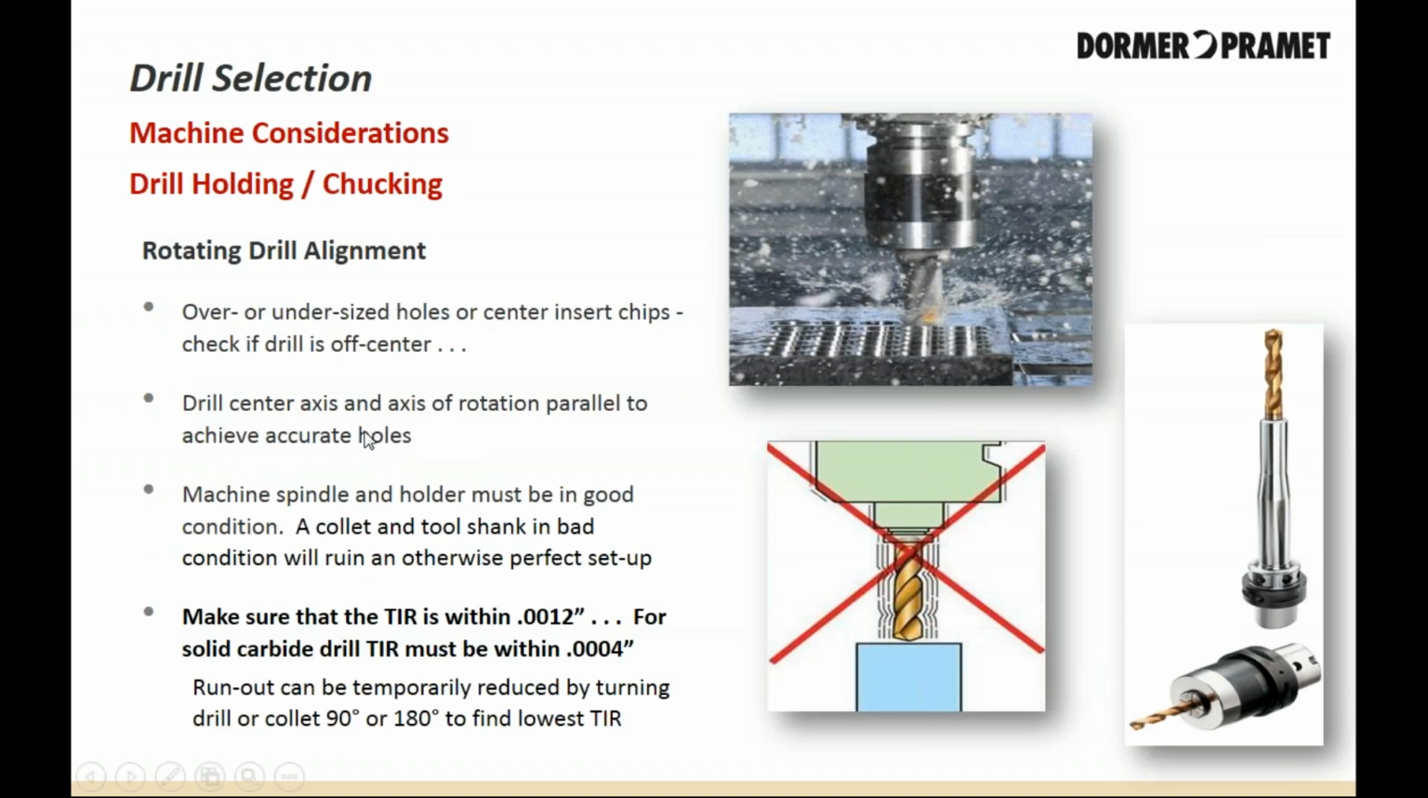In rotating operations, the drill alignment is critical. If holes drilled are oversized or undersized, check first if the drill is on center. If the center insert on an indexable drill or the chisel edge on a solid carbide drill chips, check again if the drill is on center. Turning the drill 180 degrees in the collet can sometimes solve these situations. Machine spindle and tool holder must be in good condition, and TIR, total indicator runout, must be kept to a minimum.